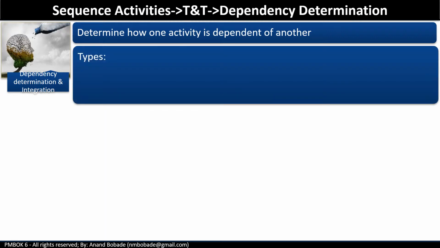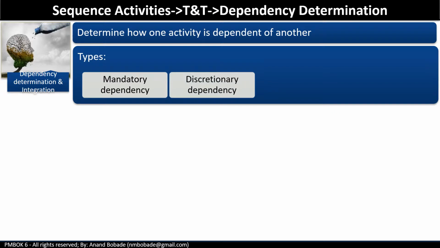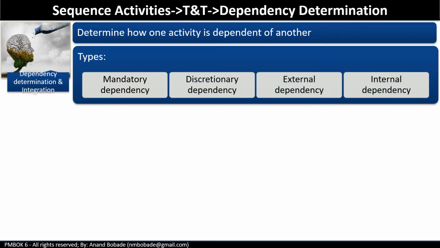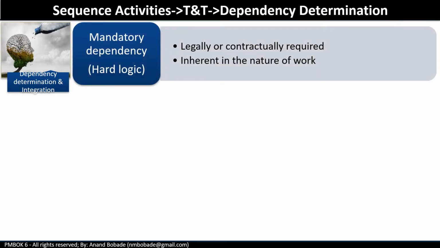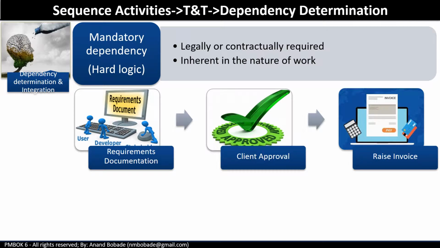Dependencies can be either mandatory or discretionary, or it can be external or internal. We'll go through each dependency in detail. Mandatory dependency. These are the dependencies that are legally or contractually required, or are inherent in the nature of work. For example, unless and until the client approves the requirements document, the vendor cannot raise an invoice. In this case, you can say this is simply a contractual dependency, where unless and until there is a client approval, you cannot raise an invoice.